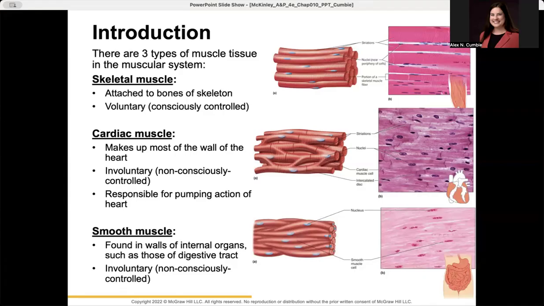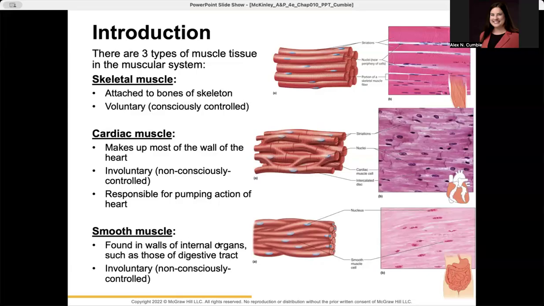This type of tissue is involuntary, so it does move, and we know that our heart is moving all the time, but this is under what we would call non-conscious or subconscious control. And again, the main action that it is doing is the pumping action for the heart to move blood throughout the body. The last type of muscle that we'll discuss today is smooth muscle.